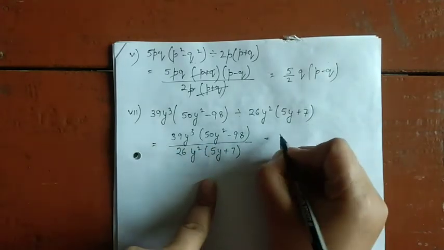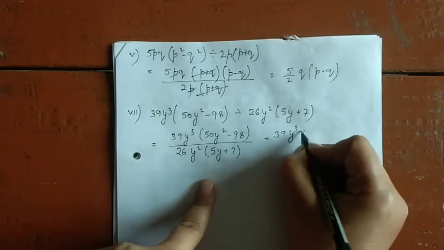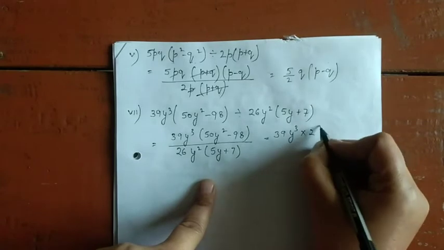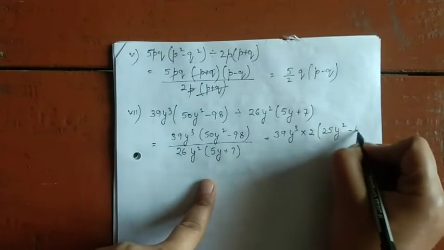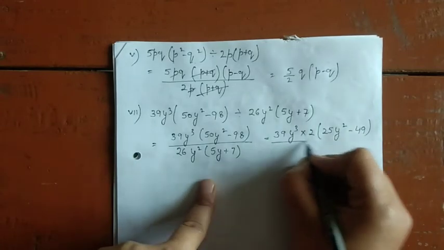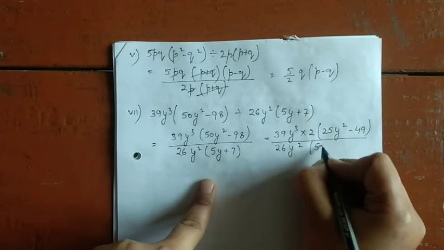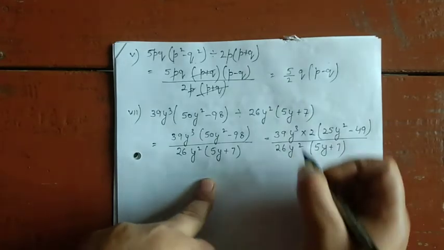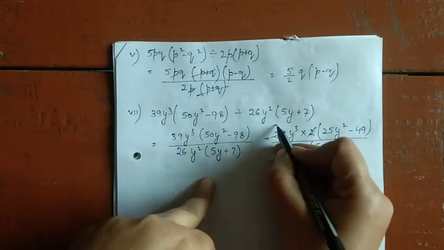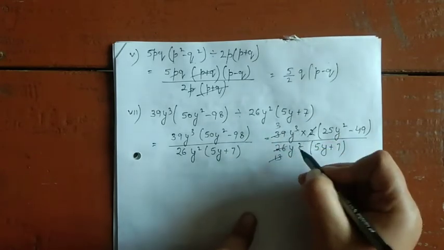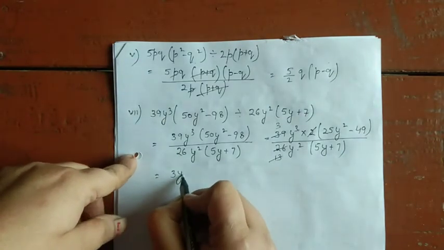98 is not a square. So we will check whether we can take something as common. Yes, we can take 2 as common. So what is the remainder here? 25y square minus 49. And in the denominator we have 26y square and 5y plus 7. Now check whether it will be cancelled out. Yes, 13 and 13, 3s are there, it is power 3 and power 2, so they will be cancelled out and the result is 3y.